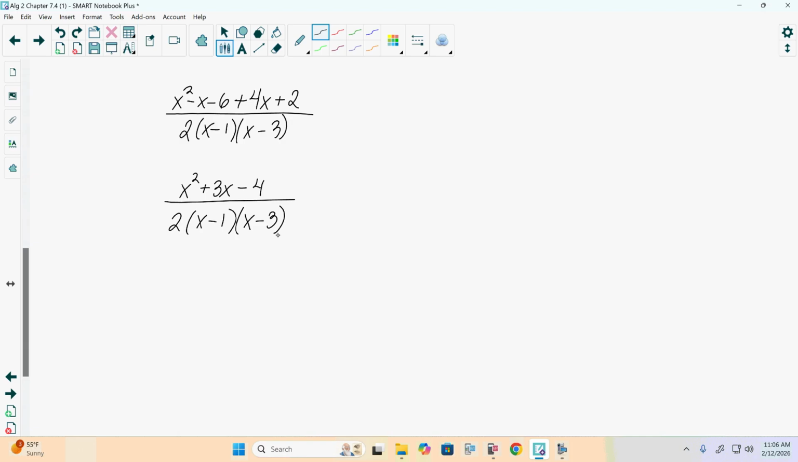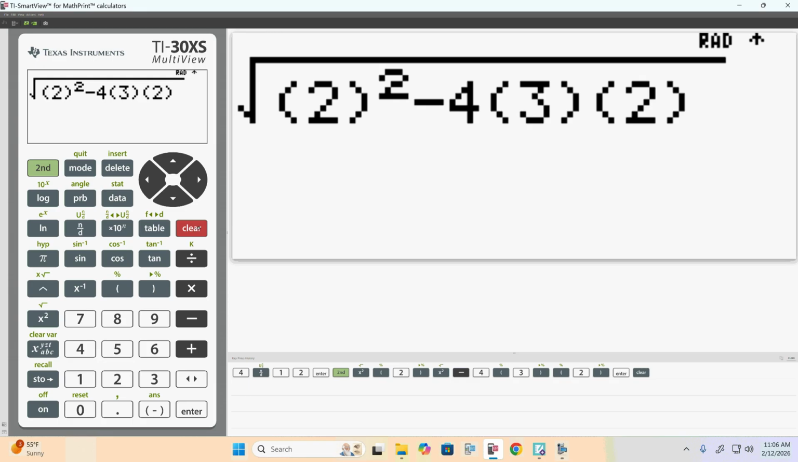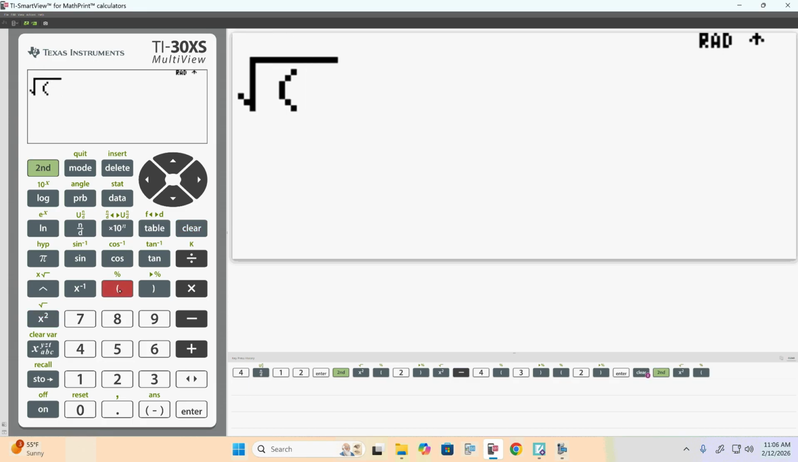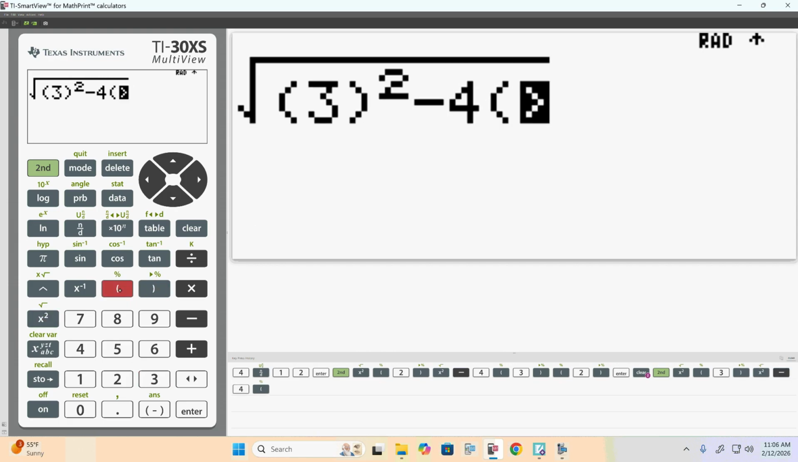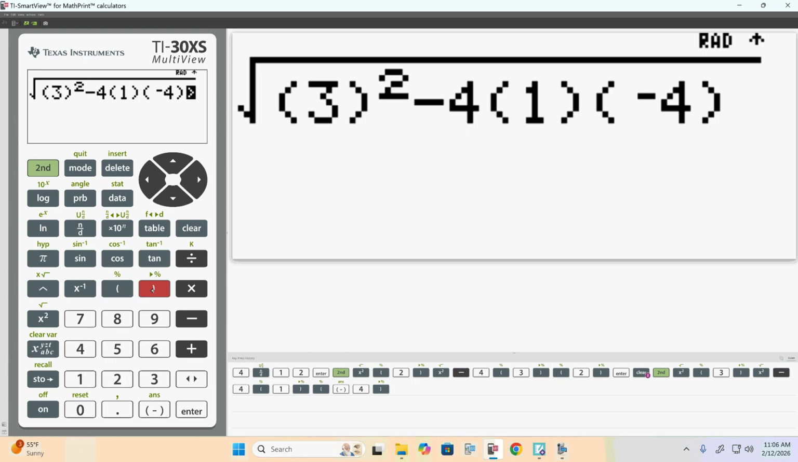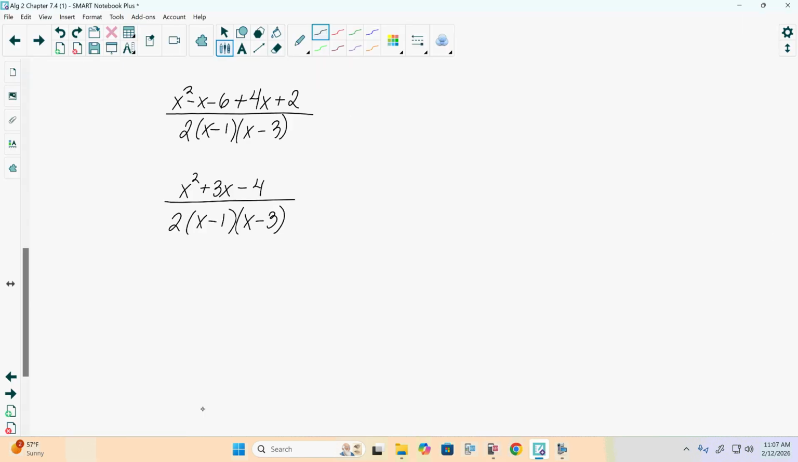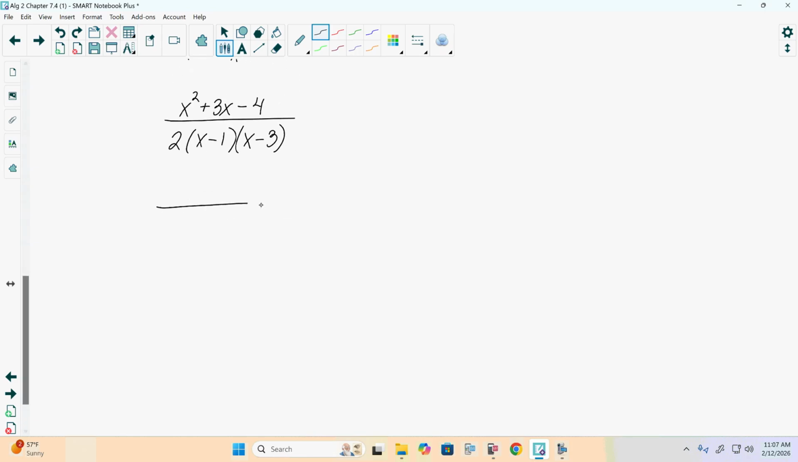B is 3, A is 1, C is negative 4. So we go with the discriminant: 3 squared minus 4 times 1 times negative 4. Yep. And we get 25. No decimal, no domain error. That tells me it factors. Doesn't tell me what the factors are, it just tells me that, yes, this does factor. And we're hoping one of the factors is what? x minus 1 or x minus 3.